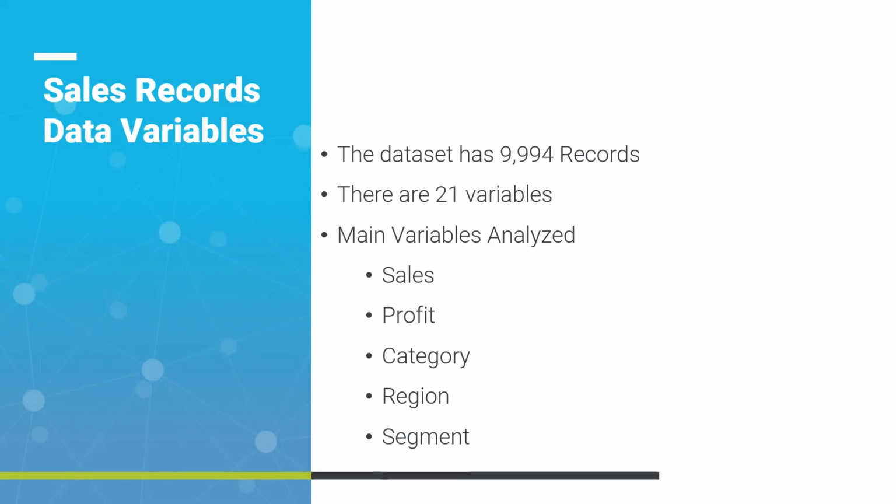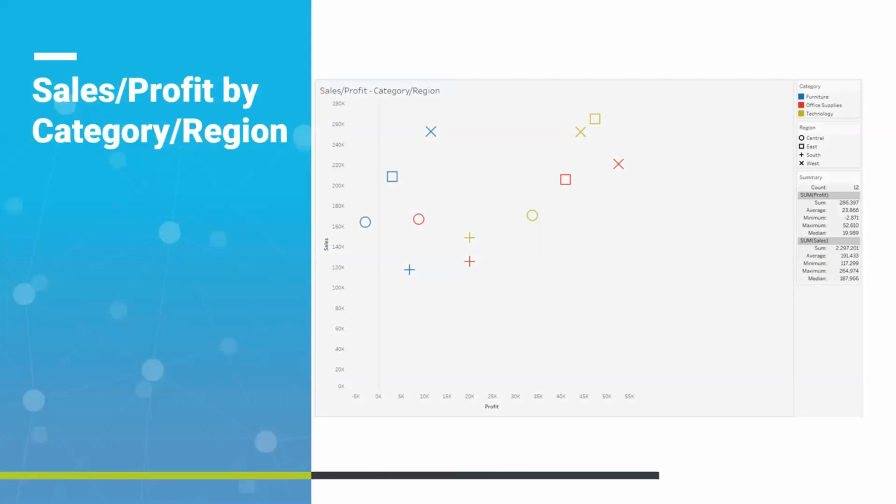A sum of sales along with a sum of profit was utilized on the X and Y axis in both visualizations. Category, region, and segment were identified through shape, color, and size to help us distinguish them within each scatter plot. The first visualization identifies the total sales and total profit per category and region. Category is represented by different colors, with blue for furniture, red for office supplies, and gold for technology. Region is represented by different shapes, with circles for central, squares for east, pluses for south, and X's for west.